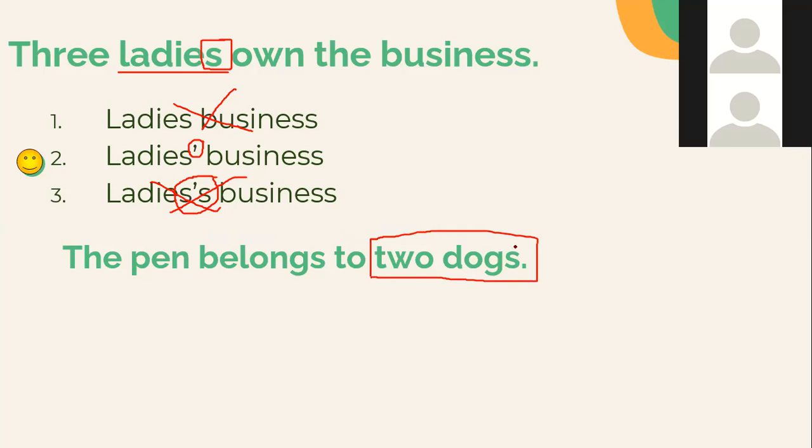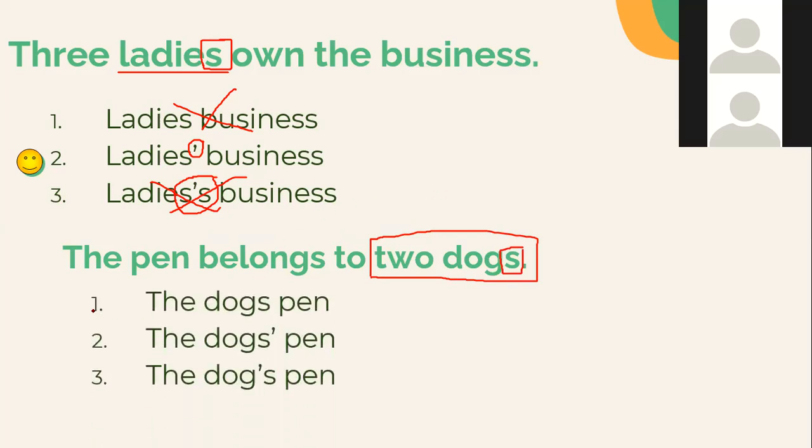Plural, and it already has S at the end. So what should we do here to form the possessive? We add only an apostrophe. So which one is correct? Number 1, 2, or 3? Number 2 is the correct one.